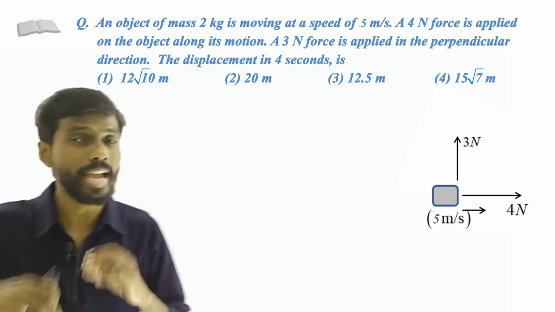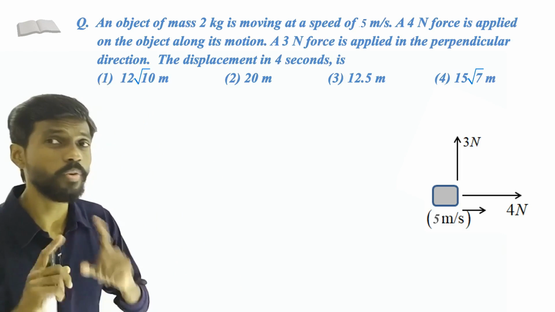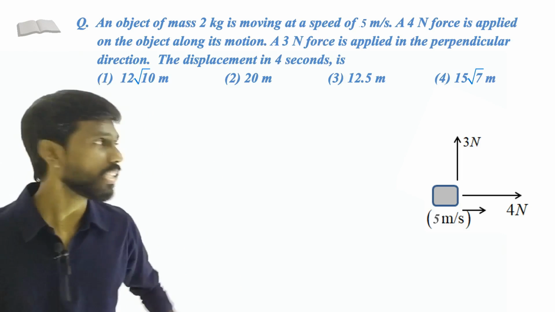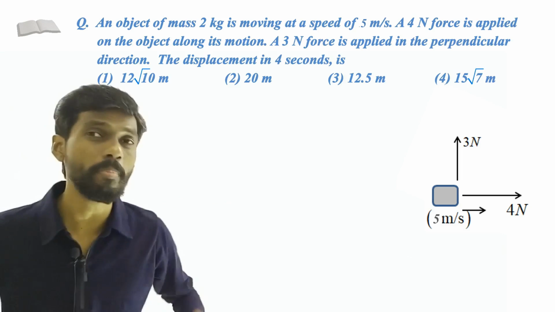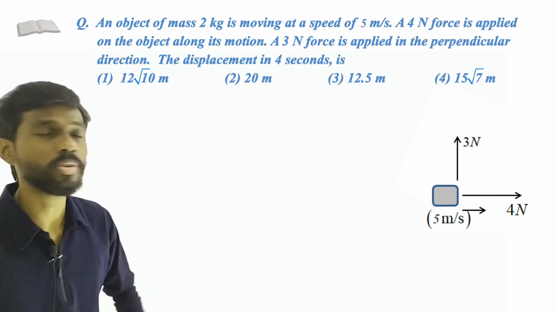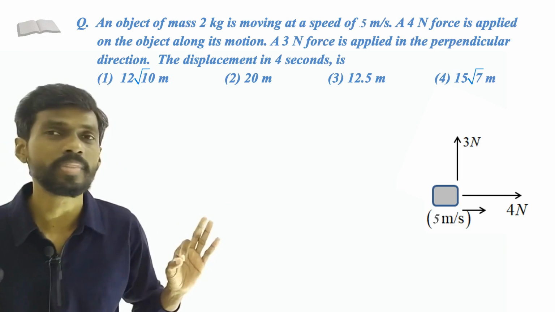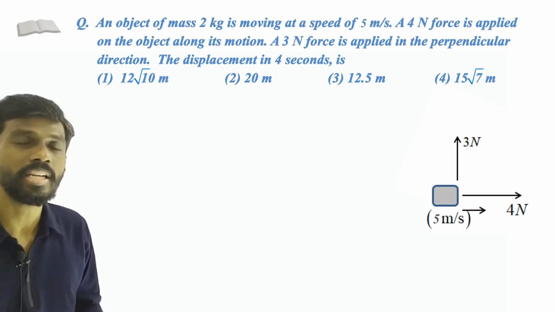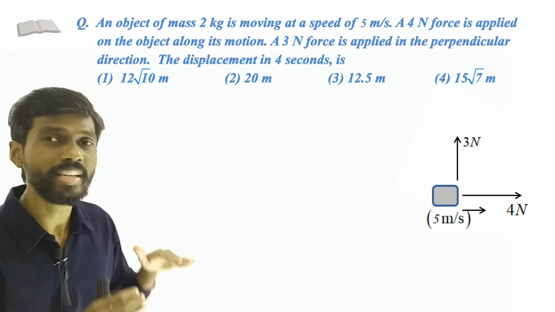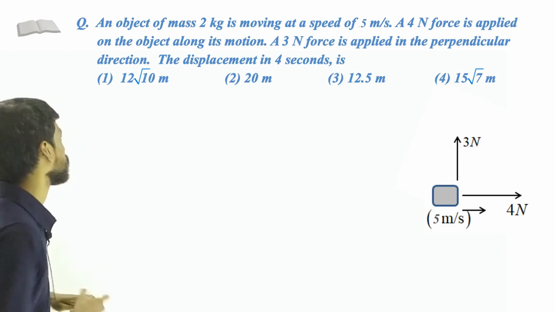Alright, let us first find the acceleration. Force is given, not one force but two forces are applied. There is a 4 Newton force in one direction and also a 3 Newton force applied in the perpendicular direction. One of the methods is to consider the two directions separately. Let us consider this direction to be horizontal. A 4 Newton force is applied in this direction. So let us find the displacement only in the horizontal direction first.